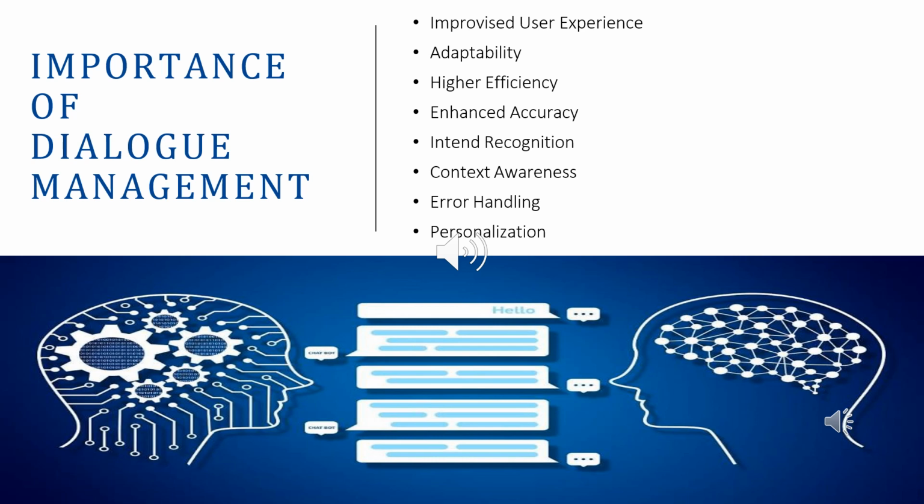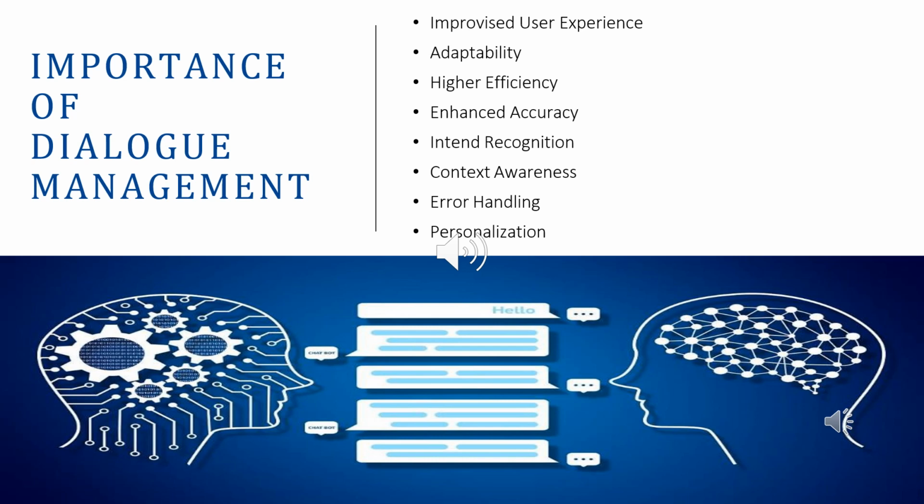It helps NLP systems understand and maintain context during conversation so that responses are relevant. Dialogue management also helps in handling user errors gracefully, making the conversation more robust and user-friendly. Overall, dialogue management is a fundamental component of NLP that ensures effective communication between humans and AI systems, making them more useful and user-friendly. And I'm going to the next slide.